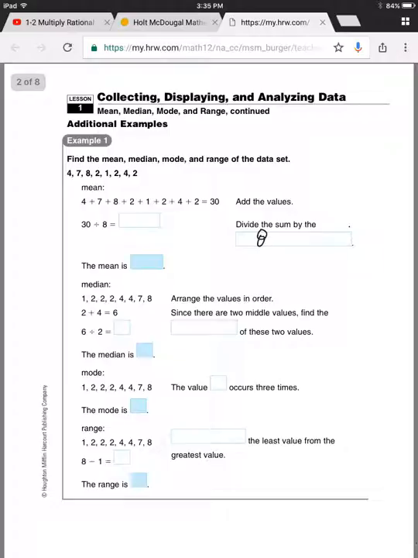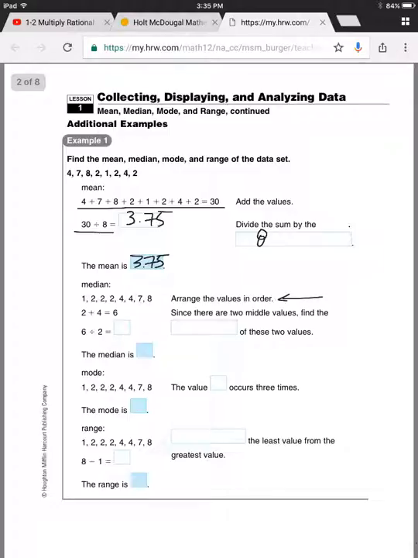There are 8 numbers, so you divide the sum, or 30, by 8. And when you do that, you get the answer of 3.75. You can do that on a calculator as long as you can show me this whole number and those numbers there. So the mean is 3.75. The average of all those numbers is 3.75. The median, you have to do an extra step.